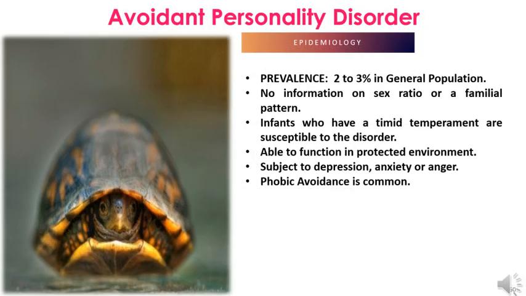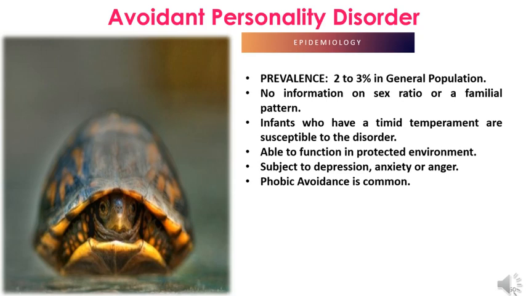The prevalence of the disorder is suggested to be about 2 to 3% of the general population according to DSM-5. No information is available on sex ratio or familial pattern. Infants classified as having a timid temperament may be more susceptible to the disorder. Many persons with avoidant personality disorder are able to function in a protected environment.